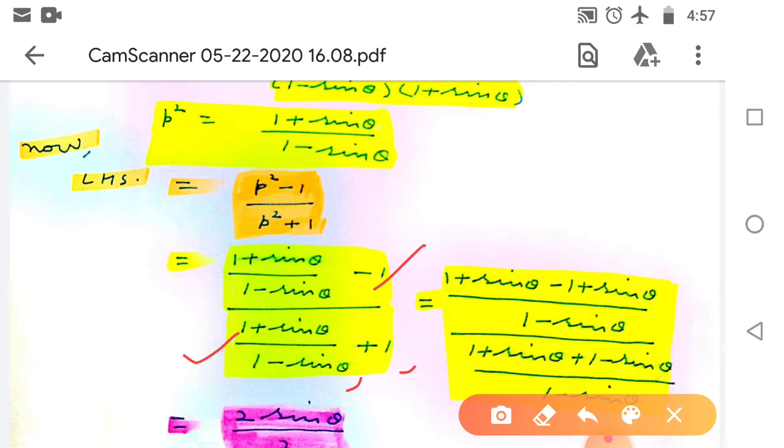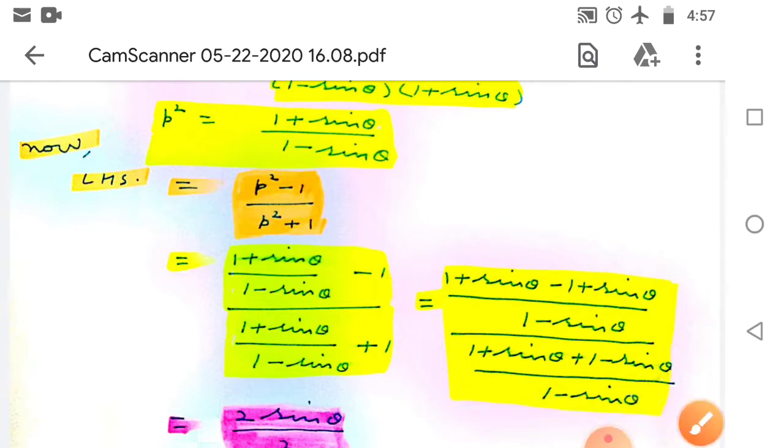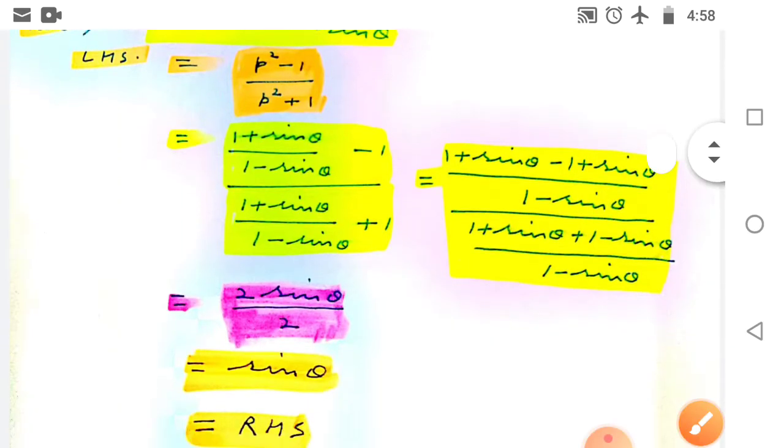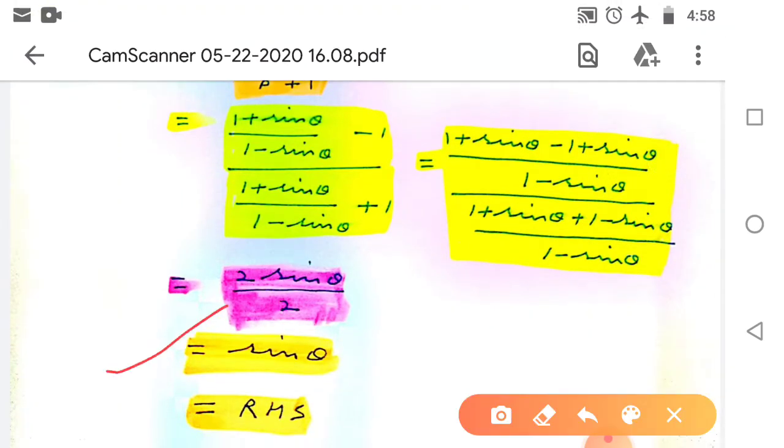Take the LCM in the numerator and the denominator separately. So, when you take the LCM as 1 minus sin theta in the numerator, it becomes 1 plus sin theta minus 1 minus sin theta, that becomes 1 plus sin theta. Okay. So, here in the denominator as well, take the LCM 1 minus sin theta. So, 1 plus sin theta plus 1 minus sin theta. So, 1 minus sin theta gone with 1 minus sin theta, and this minus 1 with this plus 1, and this minus sin theta plus sin theta, and finally, we get 2 sin theta upon 2, and the value of LHS comes sin theta, and RHS is here again sin theta, right.